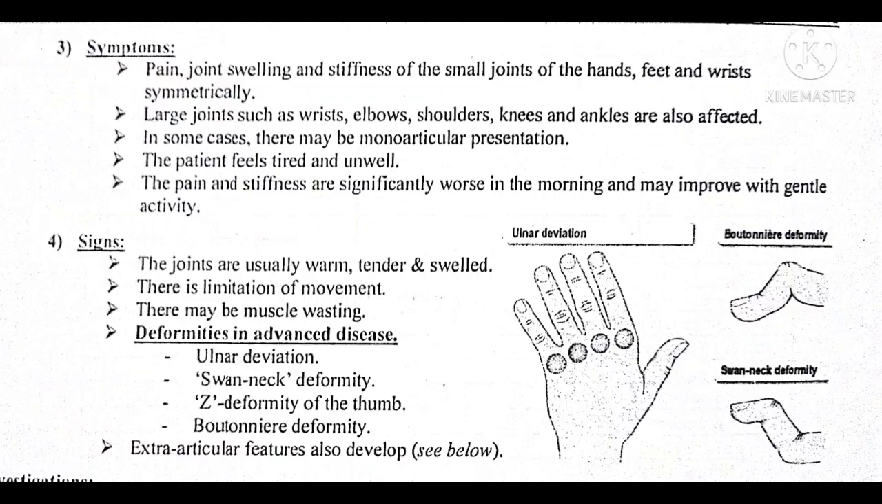The signs are: the joints are usually warm, tender, and swollen. There is limitation of movement. There may be muscular wasting present, and in advanced disease, deformities like ulnar deviation, swan neck deformity, deformity of the thumb, and boutonniere's deformity can be seen. And extra articular features can also develop.